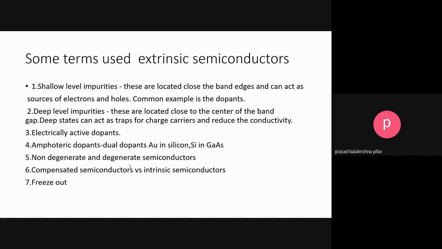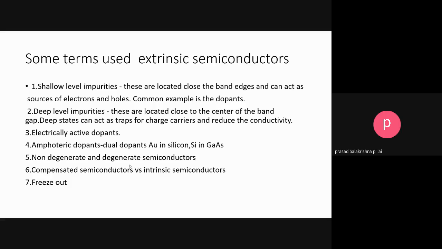Yes, sir. So deep level impurities which are lying towards the middle will be as close to E_i, the intrinsic Fermi level, and we'll see later on. Many of these, you will see, are treated to be at the intrinsic Fermi level, or very close to that. So their Fermi level will be towards the middle only.